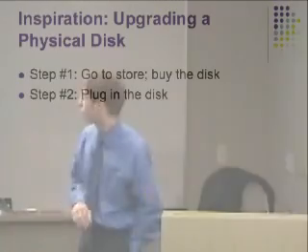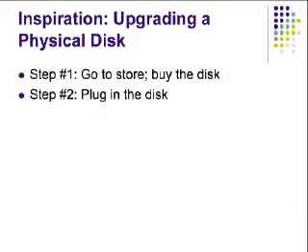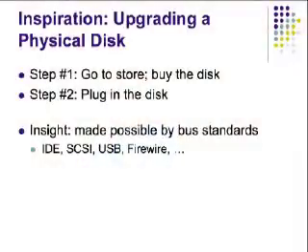To think about how we might build an extensible virtual machine monitor, we took our inspiration from how you might upgrade a physical machine. If you were to add a physical disk to a system, how would you go about doing that? First of all, you might go to the store and buy the disk. Go to Fry's and buy one; what is a disk these days, like 25 cents per gigabyte or something like that? And then you would plug the disk into the computer. This is fairly obvious, right?